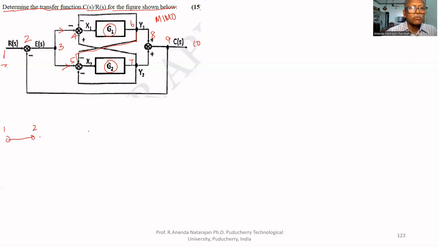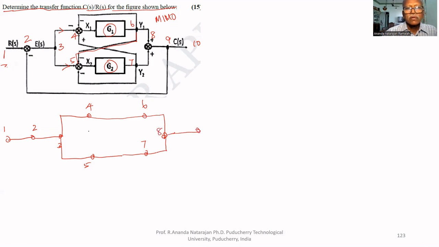1, 2, 3, 4, and this is 5. Then this is 6. This is 7, 8, 9, and 10. 10 is C(s). This is R(s), the input. 1 is R(s).